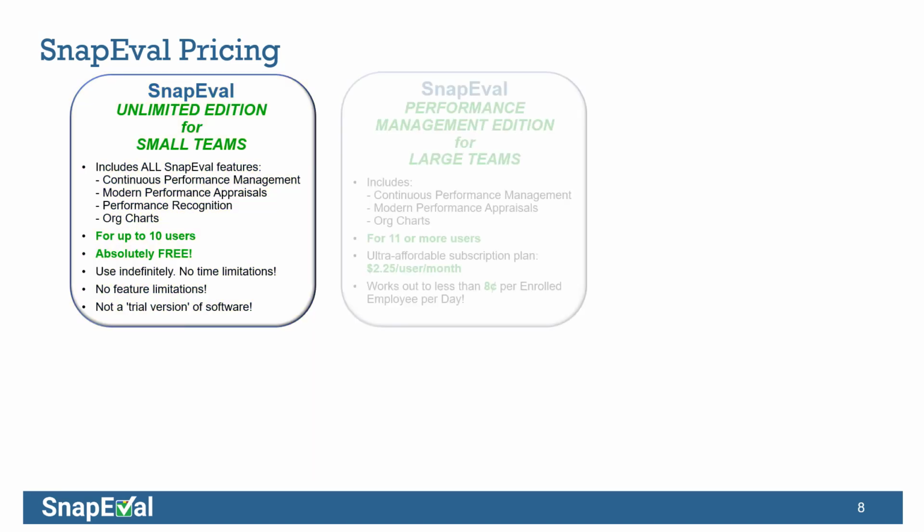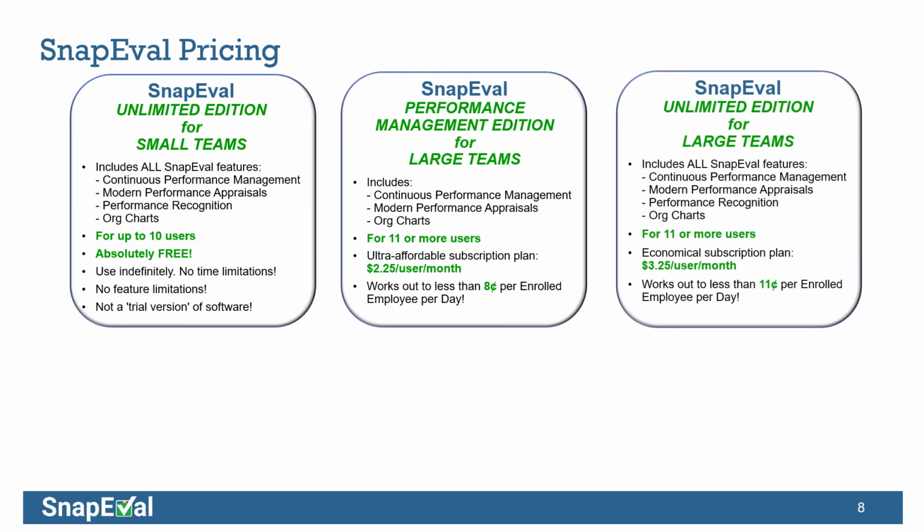If you do have a larger organization and you decide to roll SnapEval out to that larger organization, then basically you're going to be choosing from the Performance Management Edition or the Unlimited Edition for large teams. The only difference between the two is there's a performance recognition module that is included with the Unlimited Edition that is not included with the Performance Management Edition. And the price is either $2.25 per user per month or $3.25 per user per month, depending on which of these two editions you elect to choose.